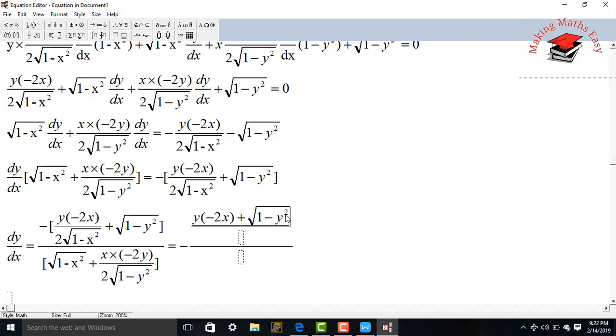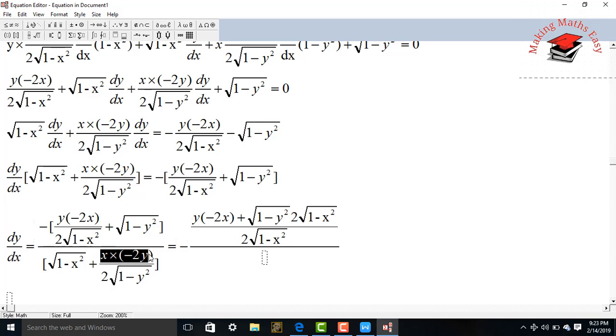So it will be 2 into the square root of 1 minus x square, and this 2 square root of 1 minus x square we have to write in the denominator in such cases. So now another method you have to do: the part which is left in the denominator, the same thing we have to do in this case.